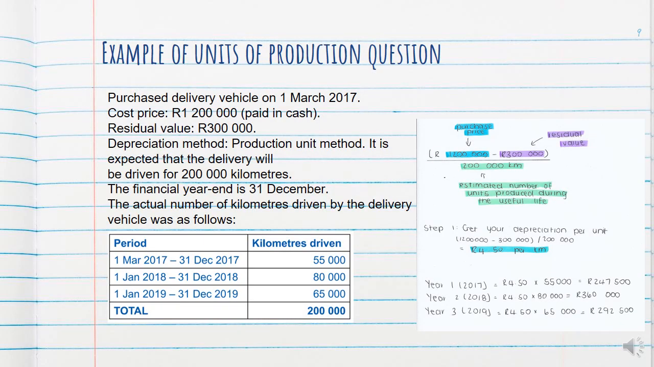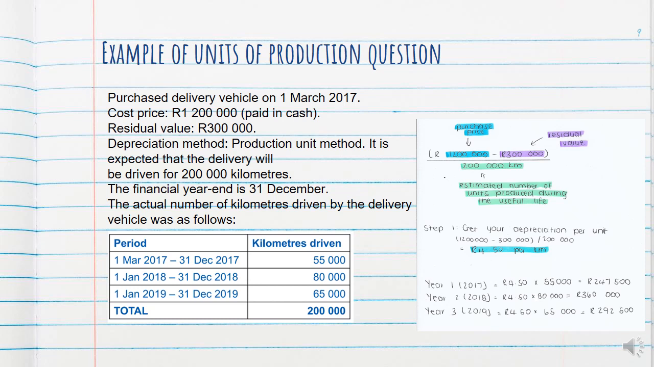Alrighty, now we have an example of the units of production method, which is my personal favorite. So basically, all that this method does is it takes an expected amount of units produced by that asset, and you depreciate your asset based off of that.